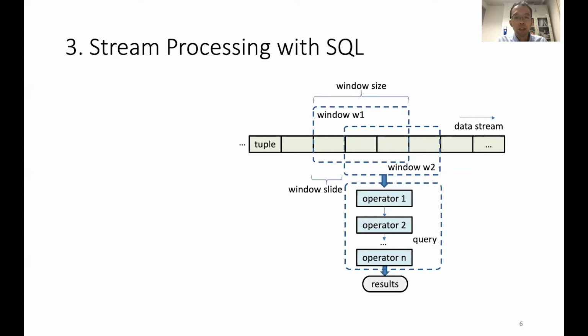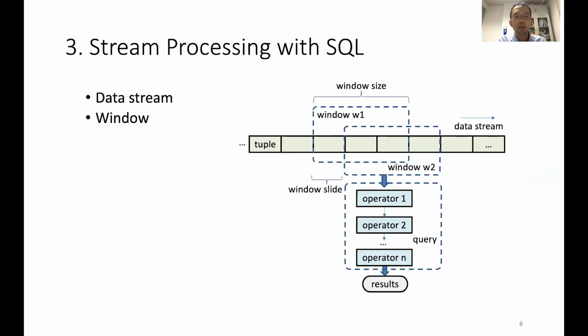We consider supporting the basic SQL functions with stream processing, as shown in the figure. SQL on stream processing consists of the following four major concepts. Data stream, which is a sequence of tuples. A tuple is a finite ordered list of elements, and each tuple has a time step.